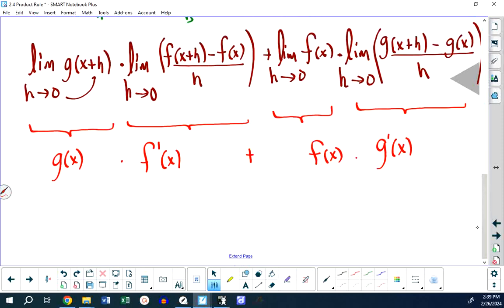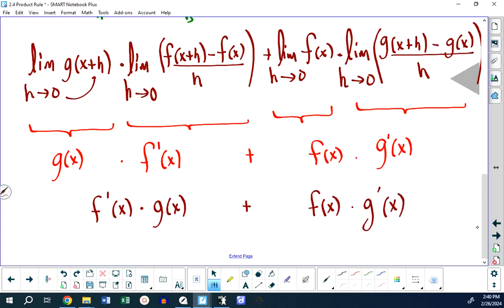So what we've done is we've proven now, by just reordering this to suit my needs or my desires, because I like it this way, that the derivative of the product of f times g is the derivative of f times g plus f times the derivative of g. So that's a proof if you ever need it.